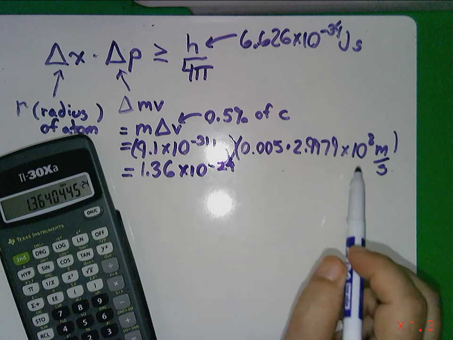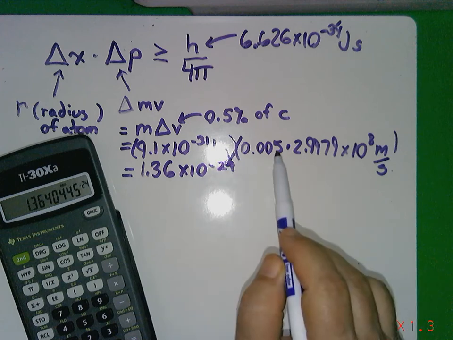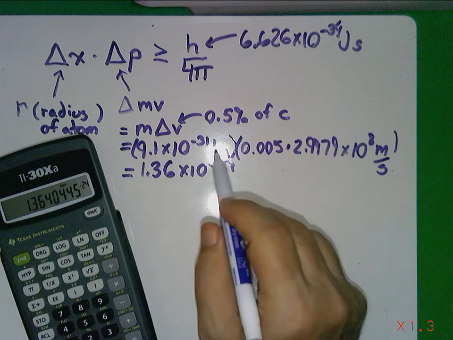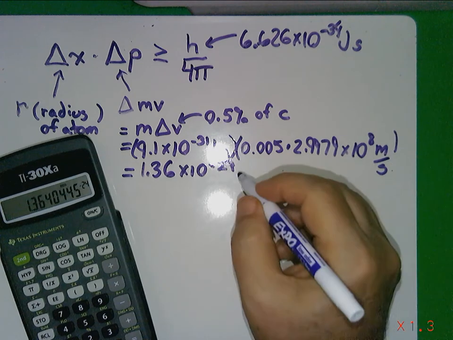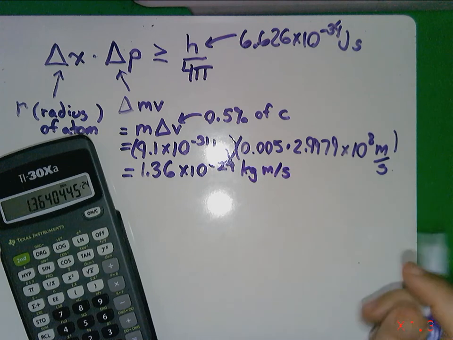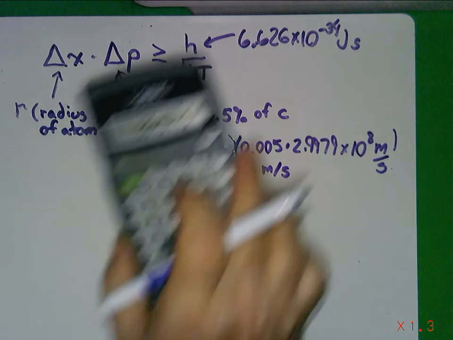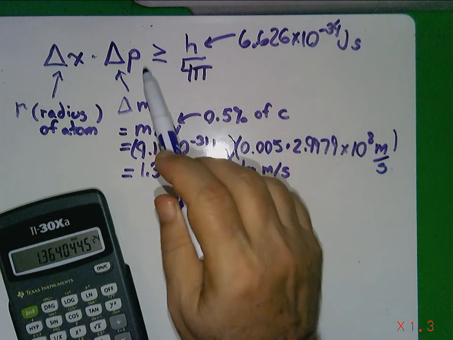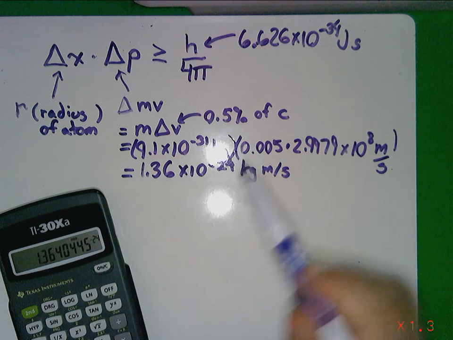Now, really, I'm not going to have any better than one figure here because I've only had this into one figure, but let's keep the extra figures. How about the units? Kilograms times meters per second. So there's my uncertainty delta P in the momentum.